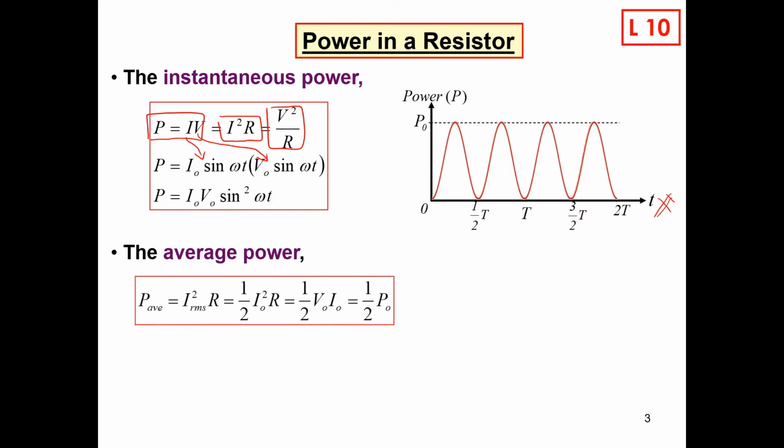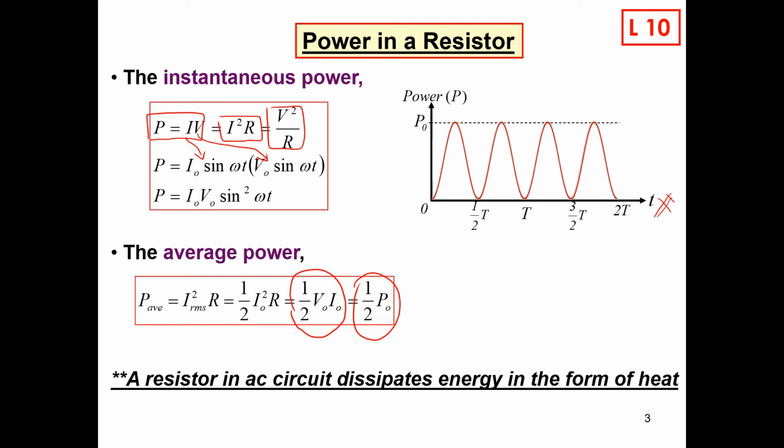Next, the average power for the resistor. P average is equal to I RMS squared R, also equal to one over two I naught squared R, also equal to half V naught times I naught, and also equal to half P naught, where P naught is the maximum power. A resistor in an AC circuit dissipates energy in the form of heat.